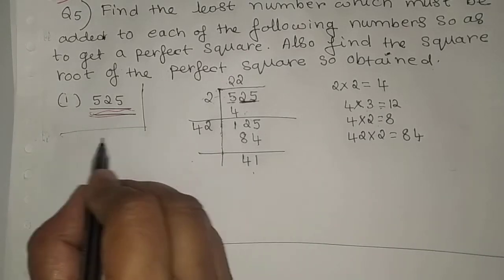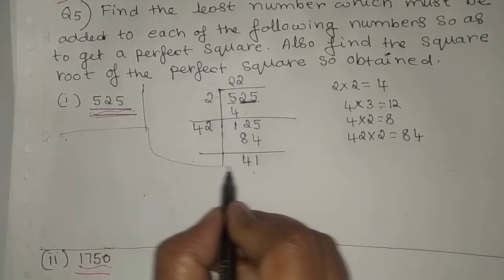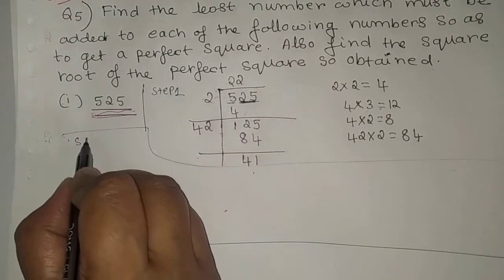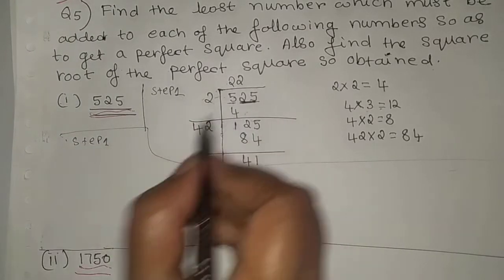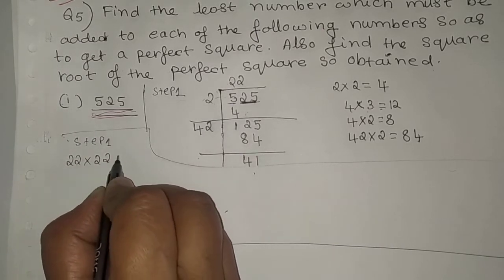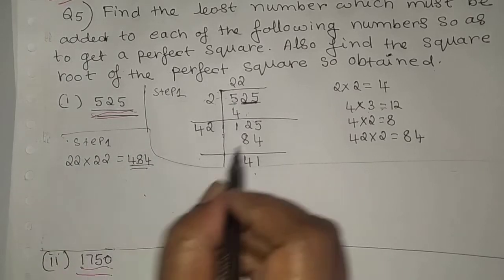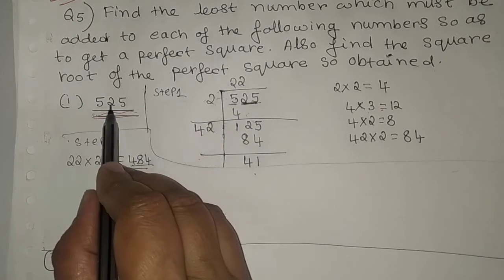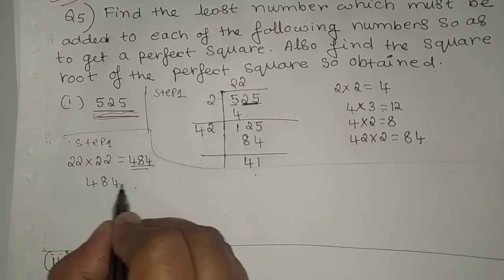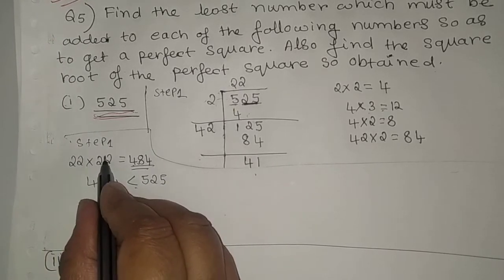So I'll write here the next step, step 1. After this, step 2. Which is the number we have got here? 22 into 22, what happens? We get 484. Since this 484 is less than the given number, 425, I'll write that 484 is less than 525. We have to go to the next number.